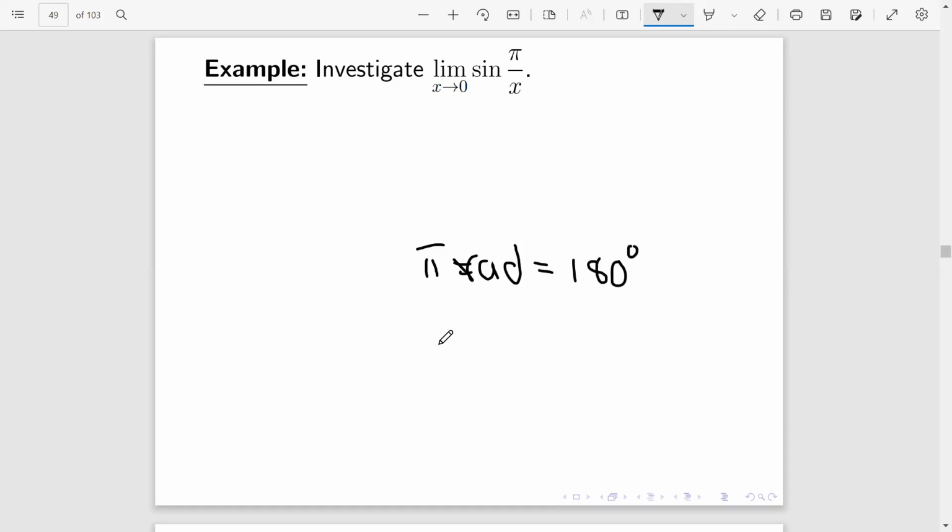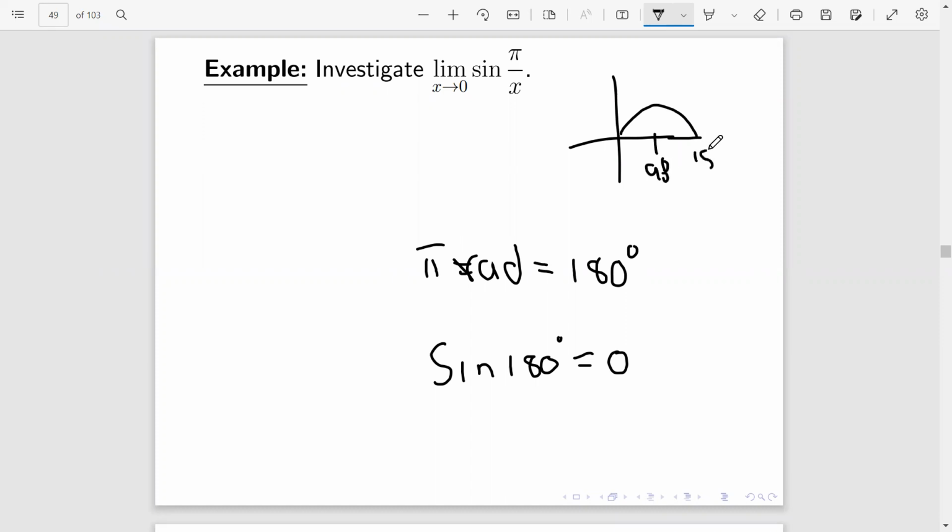By that, I mean we already know that sine 180 degrees is equal to 0, because remember the function of sine looks like that. So this is at 90 and this is at 180. So if you use the radian measure, it means that sine pi will also give you 0.